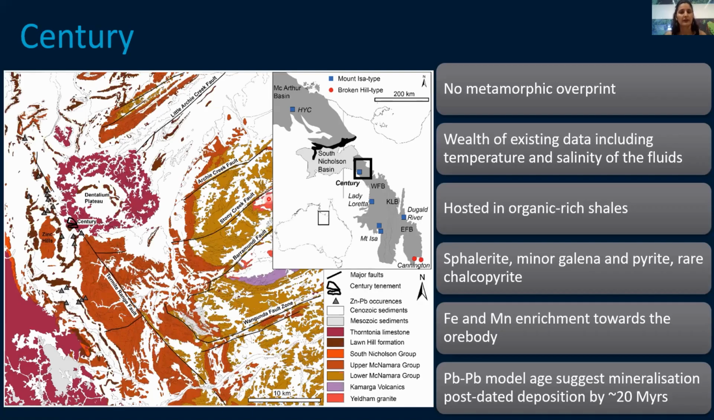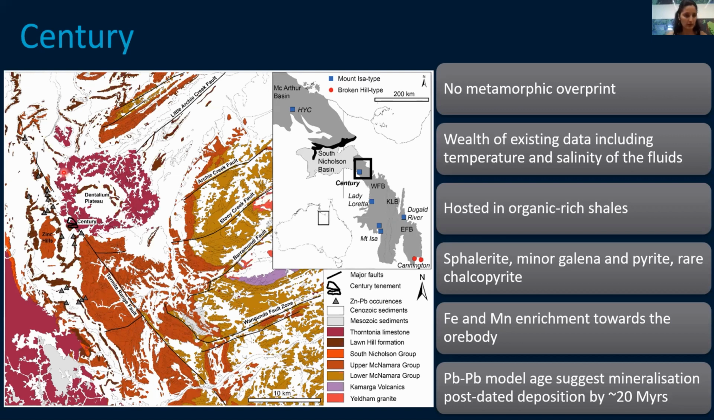So diving into Century now, we chose this system because there is no metamorphic overprint, and therefore it is easier to reconcile the results of the geochemical models with the observed mineralogy. And then, there is also a wealth of existing data, including the temperature and the salinity of the fluids, which are critical for constraining the starting point of our models.